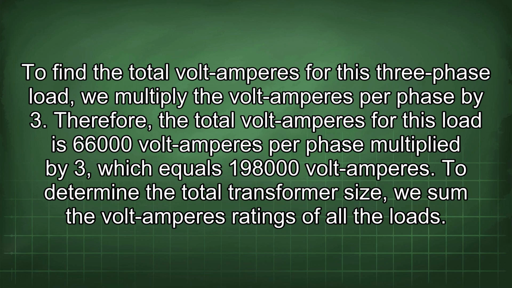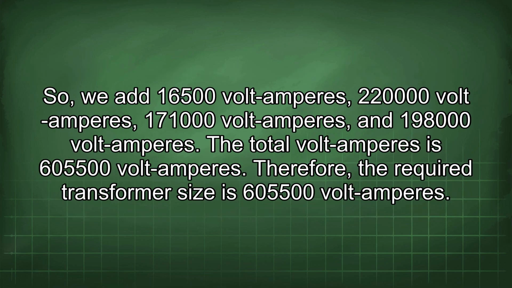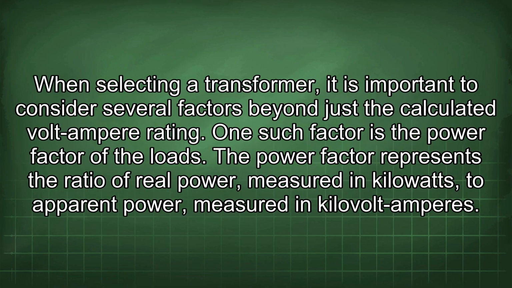To determine the total transformer size, we sum the volt-amperes ratings of all the loads. So, we add 16,500 volt-amperes, 220,000 volt-amperes, 171,000 volt-amperes, and 198,000 volt-amperes. The total volt-amperes is 605,500 volt-amperes. Therefore, the required transformer size is 605,500 volt-amperes. When selecting a transformer, it is important to consider several factors beyond just the calculated volt-ampere rating.